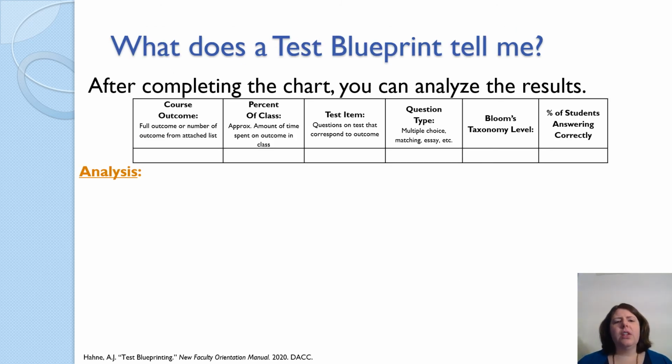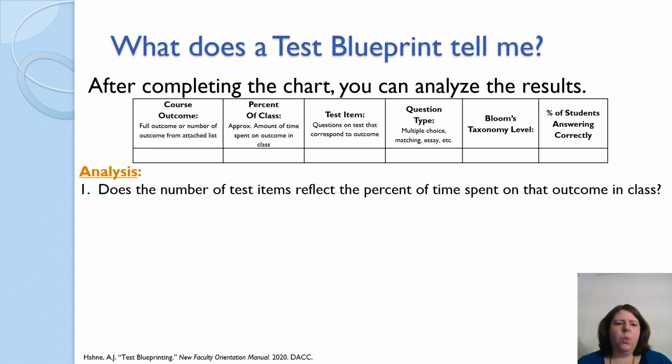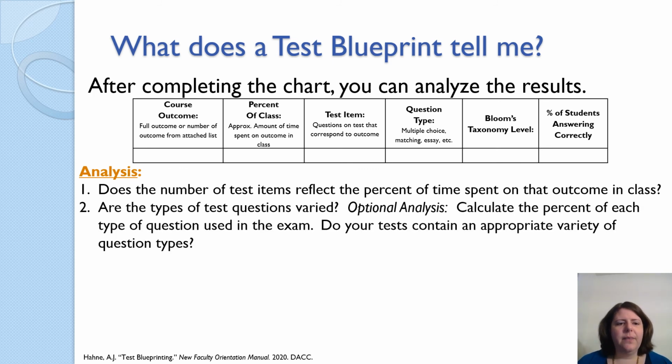One of the things that you can do once you've completed this chart is analyze the results. Some questions that you could ask would be, does the number of test items reflect the percent of time spent on that outcome in class? So do you have too many questions for your outcome or too few, depending on how much time you spend in class? Do you have a variety of test questions? One thing that you could look at is the percent of each type of question used in the exam. Do you have an appropriate variety? It depends what class you teach as to what that's going to look like.